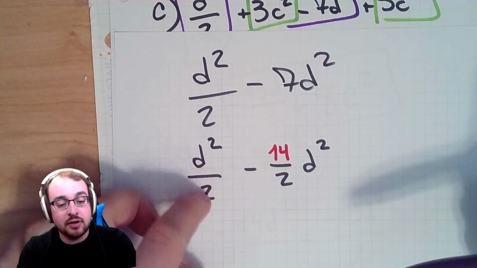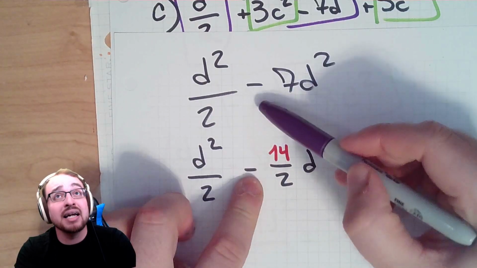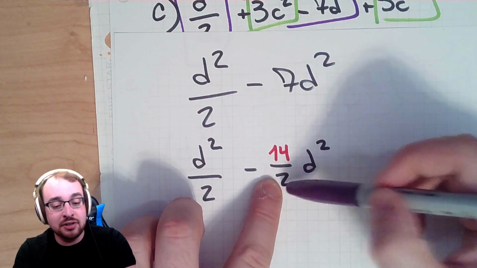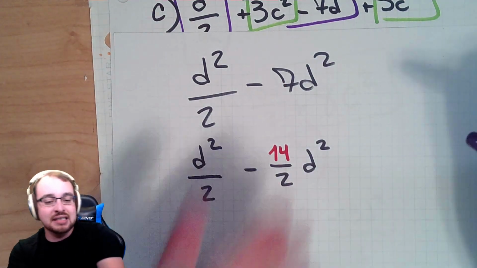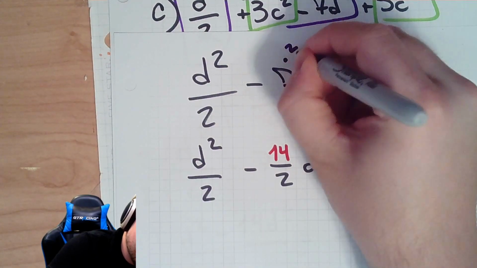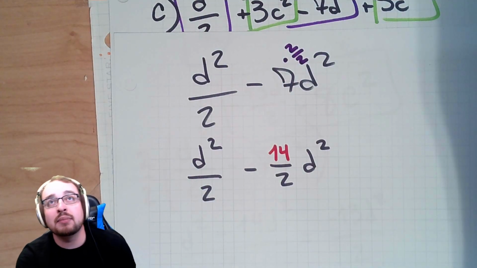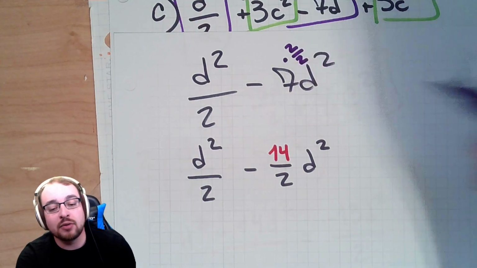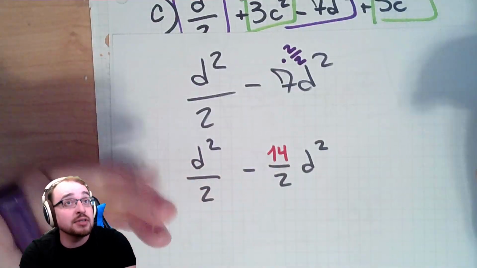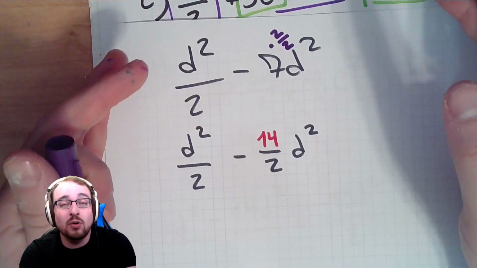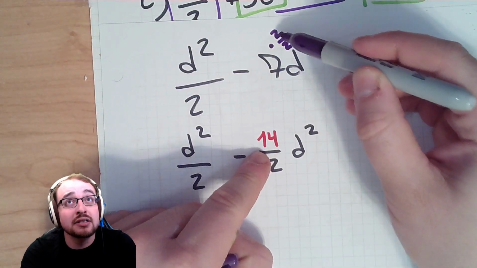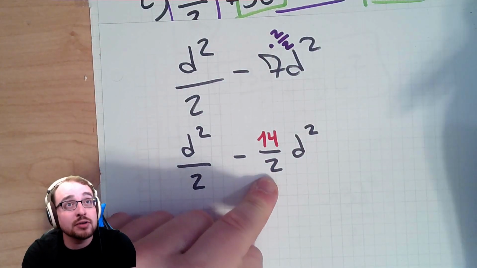I've got d squared over 2, right? Minus, and then instead of 7d squared, I just have 14 divided by 2d squared. And of course, 14 divided by 2 is the same thing as 7. A way you've probably seen this before is you'll have somebody multiply by 2 over 2. And the reason we don't need to do this to both sides or anything crazy is because 2 over 2 is just timesing by 1. And of course, timesing by 1 doesn't change the number. 7 times the top is 14, divided by the bottom is 14 over 2.